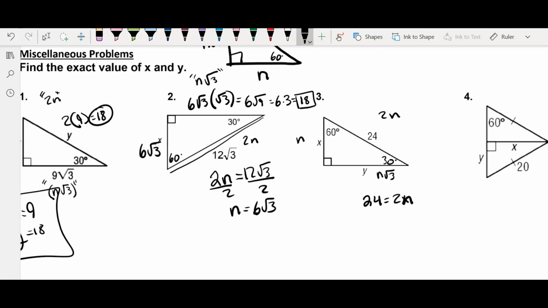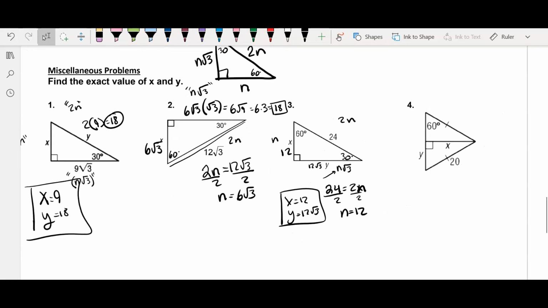Then here I'm going to divide by 2, and n will equal 12. That means this length is 12. Then I'm going to plug in 12 there, so this one will be 12 root 3. So x equals 12 and y equals 12 root 3.